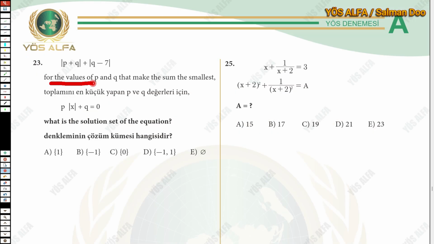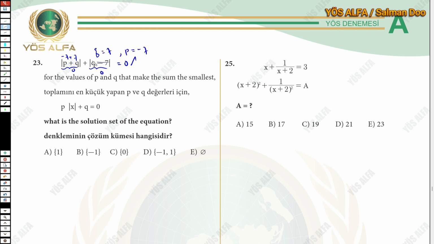23. For the values of P and Q that make this sum the smallest, what is the solution set of this equation? So to make this sum smallest, we know that the minimum possible value for the summation of two absolute values is when both of these expressions are equal to 0. So that is the minimum possible value for the summation. So this happens when Q is equal to 7 and P is equal to minus 7. So we got the values of P and Q.